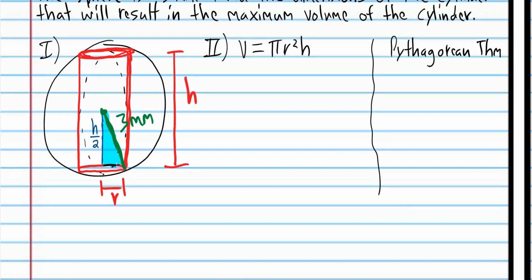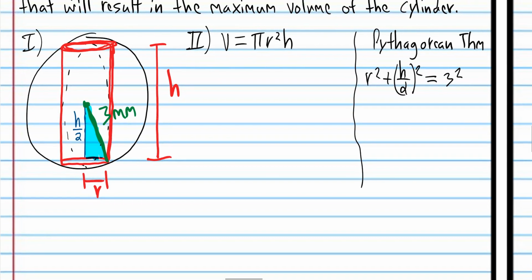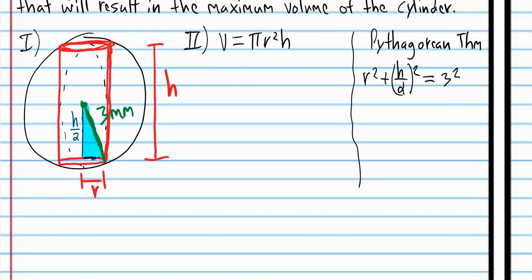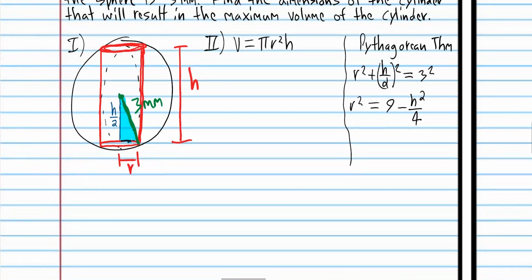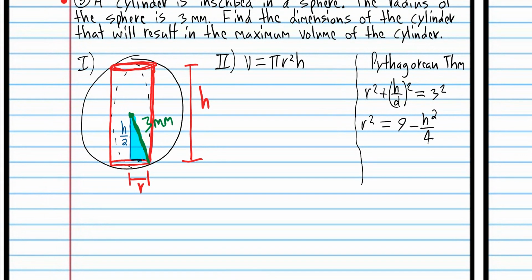So r squared plus (h over 2) squared is equal to 3 squared. That's going to give us our relation. It's easier to solve for r squared because we already have r squared, and we don't want to have to deal with roots if we don't have to. So r squared is equal to 9 minus h squared over 4. We're going to take that expression and plug it in for r squared.